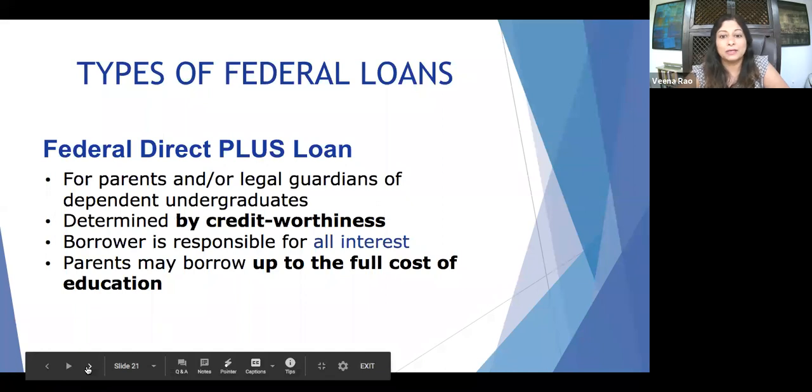The Federal Direct Plus loan is a loan that parents can apply for. The other 2 loans were loans that students could apply for, and the loan is in the student's name.